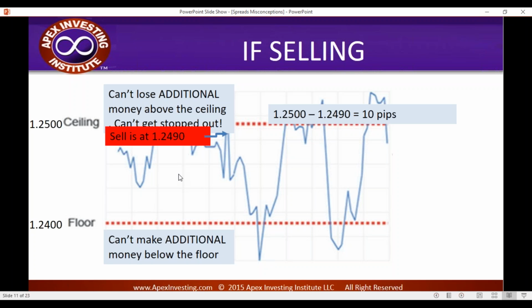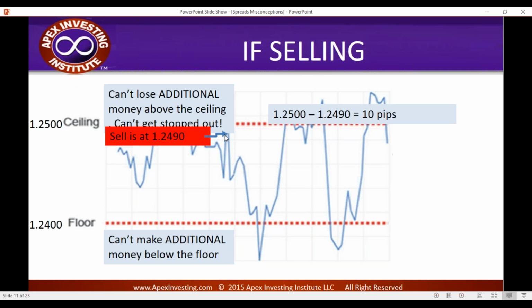So, for example, say I think the Euro Dollar is going down and I want to sell it. I sell right here at 1.2490. That's the price that I get in. What is my risk? If I'm selling at 24.90, saying the market's going down, and I'm wrong and the market goes up, where is my risk capped? I can only lose money up to the ceiling. The ceiling is 2,500. I got in at 24.90, so that's 10 pips difference. So my risk in this example is only 10 pips.